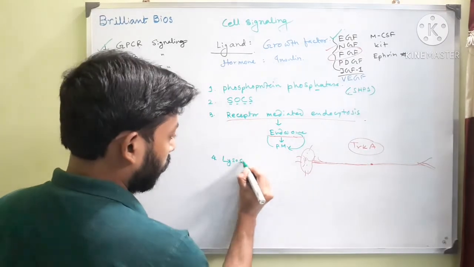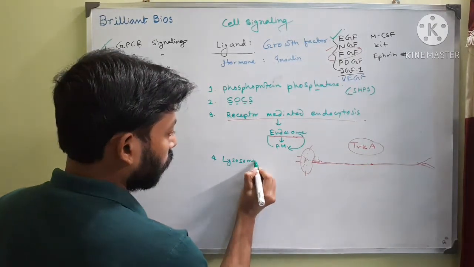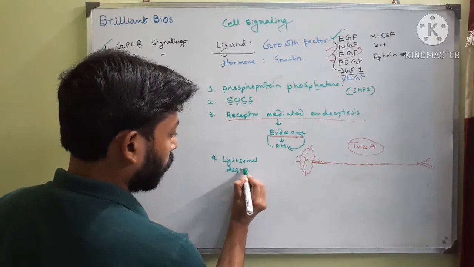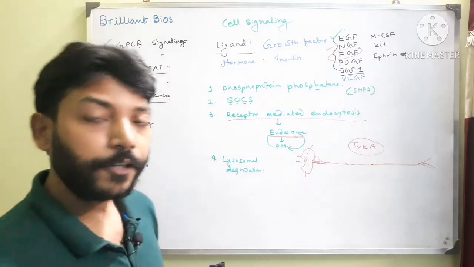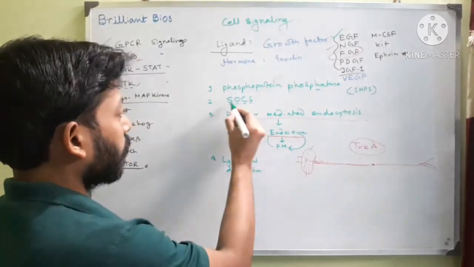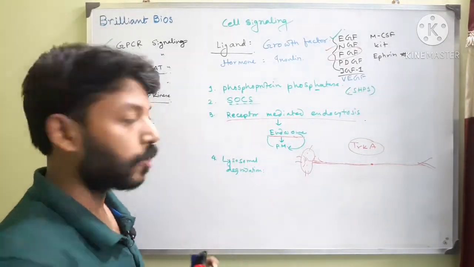The fourth way is called lysosomal degradation. This is different. How does it occur? There is an E3 ubiquitin ligase present, like SOCS. There is an E3 ubiquitin ligase called CBL.